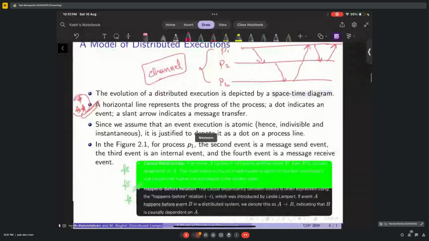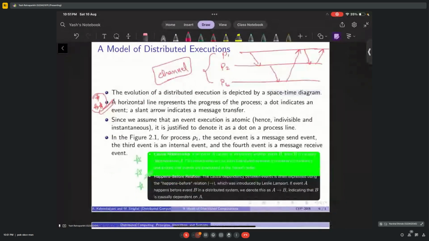Coming to the next slide, now things are becoming more interesting because we will be going into graphical representation. The evolution of distributed execution is depicted by a space-time graph. Okay, so this is the space-time graph that is used to understand this. The graph that I have drawn, with P1, P2, P3 and so on, is basically the space-time graph.